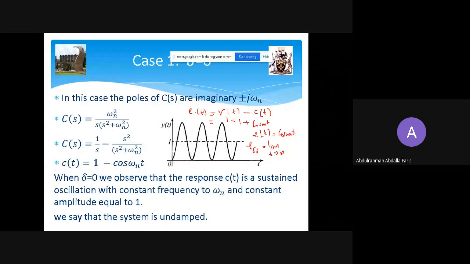So cos of infinity is what, class? Cos of infinity. Undefined. Undefined. So why?